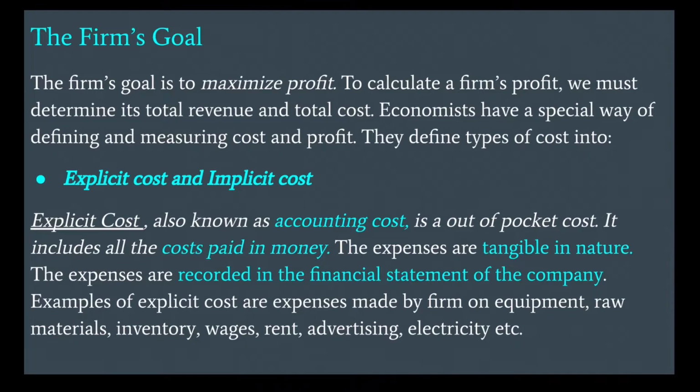Explicit cost, also known as accounting cost, is out-of-pocket cost. It includes all the costs paid in money. The expenses are tangible in nature. The expenses are recorded in the financial statement of the company. Examples of explicit cost are expenses made by a firm on equipment, raw materials, inventory, wages, rent, advertising, electricity, etc.